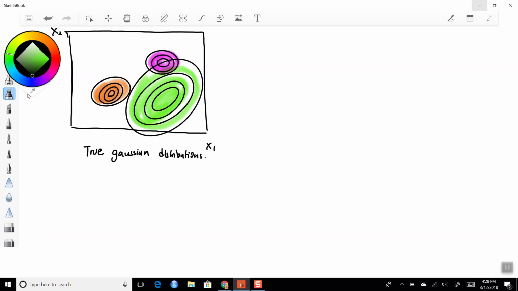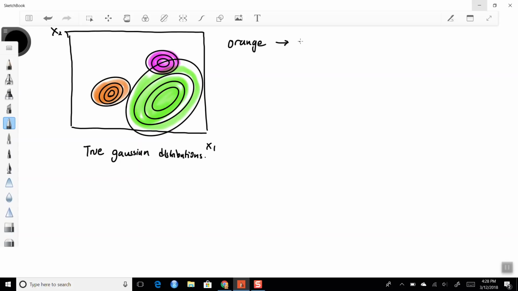Okay, so anyway, what we might say is orange consists of, I don't know, maybe 20% of the data. And then purple, is that purple or pink? Magenta, okay. Maybe this is 30%, and green will be 50%, okay? And it doesn't have to be proportional to the size of these circles or anything like that, okay? But we might say half of the data comes from the green distribution. So these might be the true Gaussian distributions, and these are the true mixing proportions.